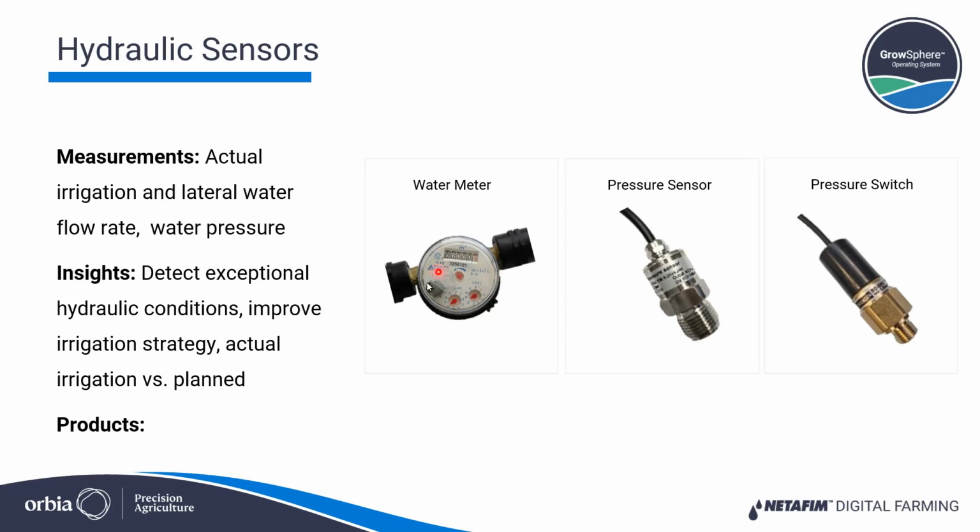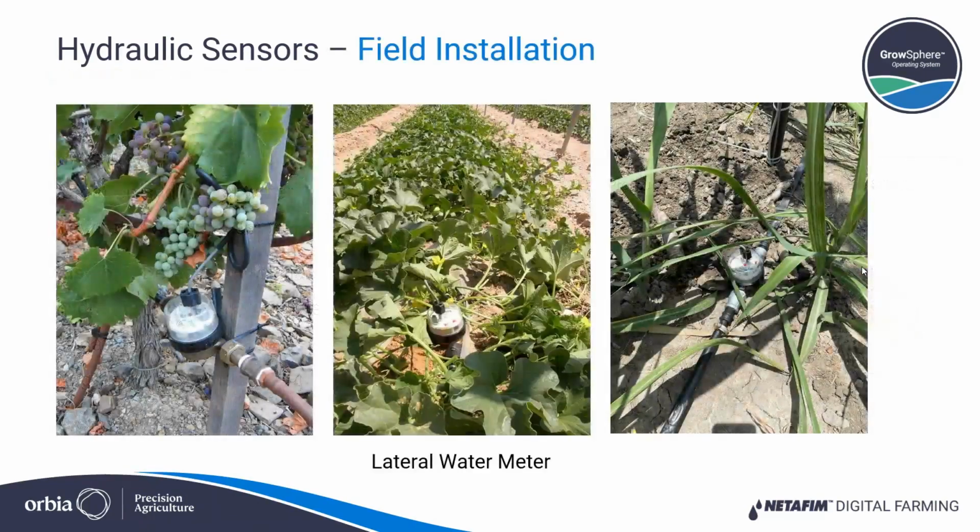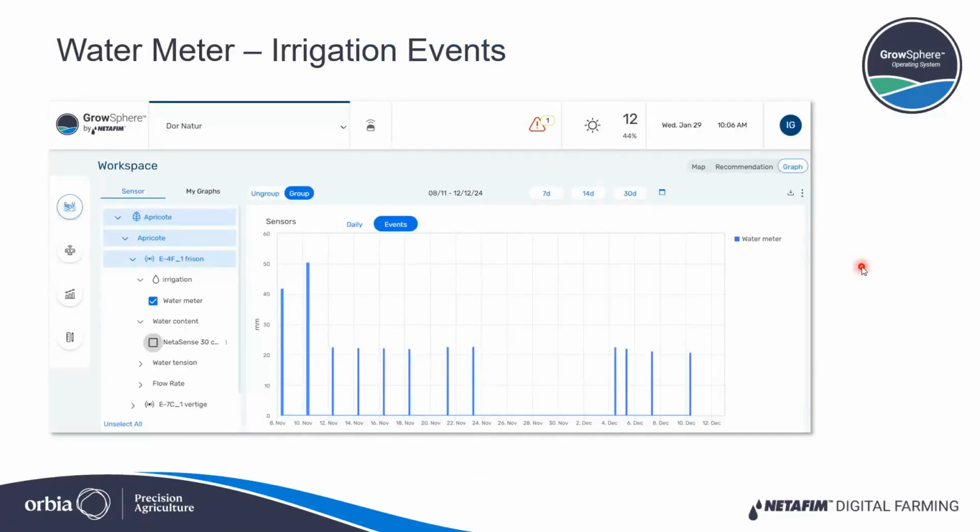We have the water meter. This is the water meter. It can be connected to all types of water meters. We have the pressure sensor and the pressure switch. Now, this is a graph where the irrigation events are presented. The y-axis is the quantity of irrigation implemented to the field, and the x-axis is the timeline. And you see that the bars represent the length or the quantity that was implemented. The higher the bar is, the bigger the irrigation.